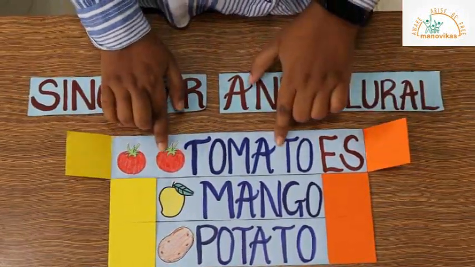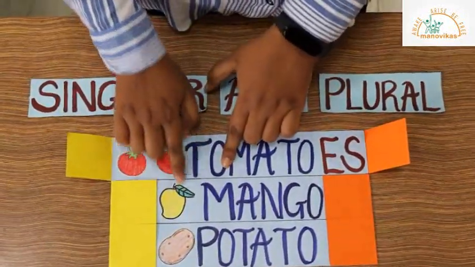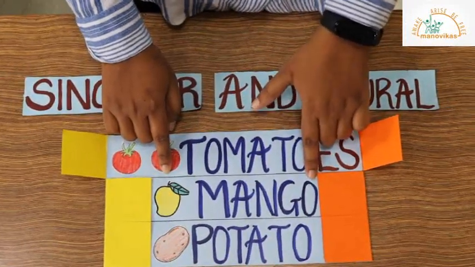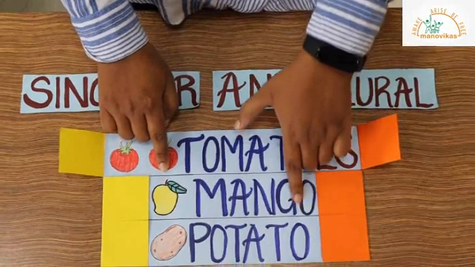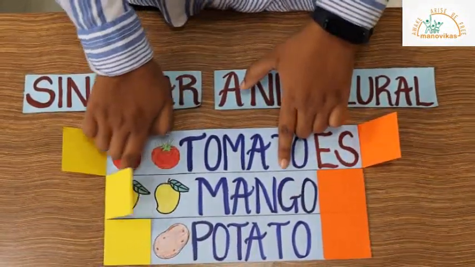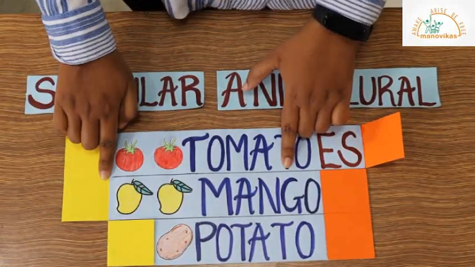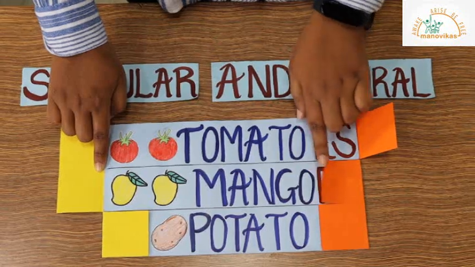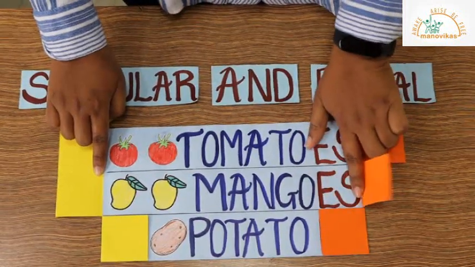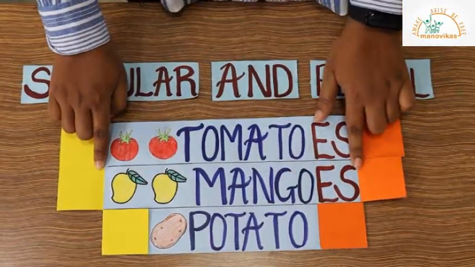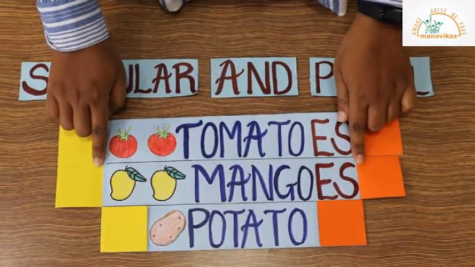Let's move on to the second one. This is a picture of a mango. This word too ends in the letter O. Here you can see another picture of a mango, which makes it plural, mangoes. So what do we do? We add the letters es to the end of this word to make it mangoes, plural.